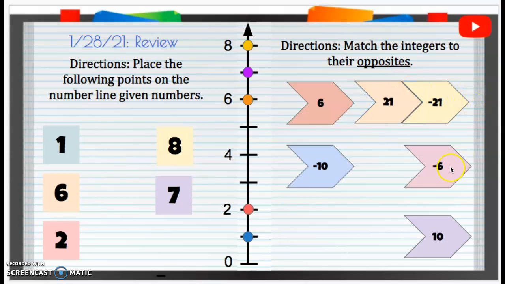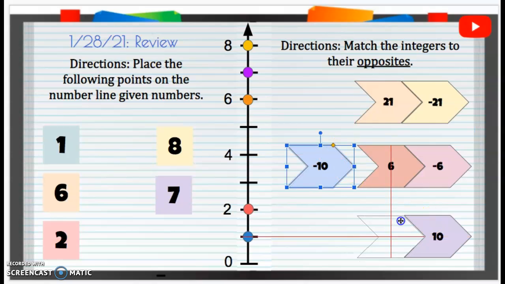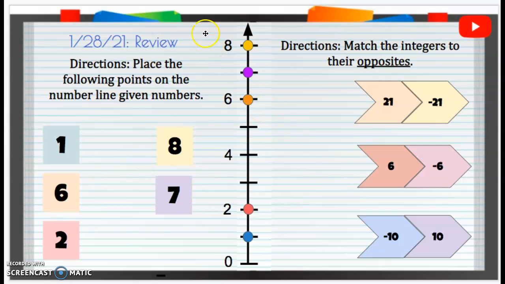All right, let's see. Negative 6. Ooh, opposite of negative 6 is a positive 6. See, that matched. And then the opposite of 10 is going to be negative 10. And then that's going to be it for our review. Great job.